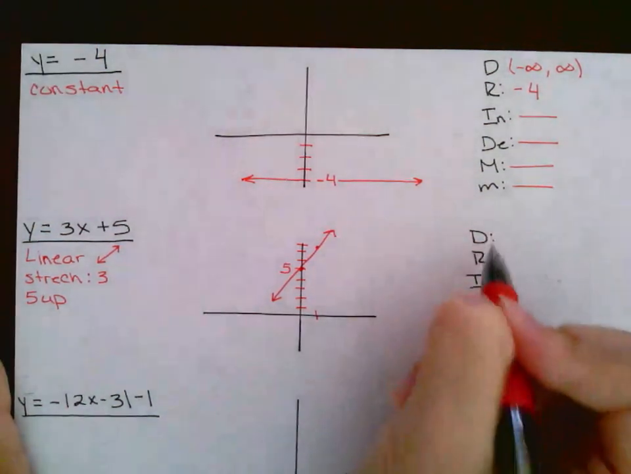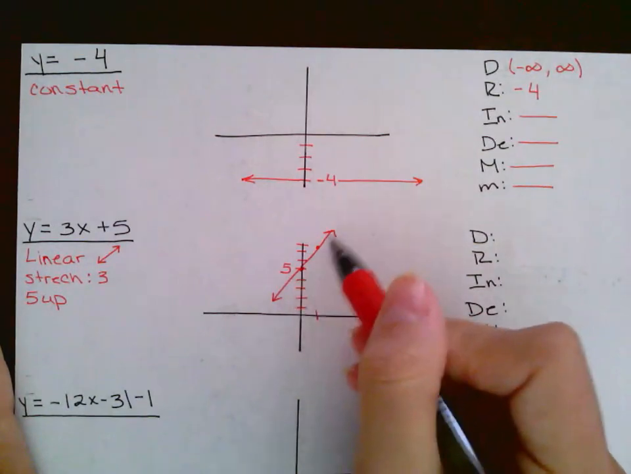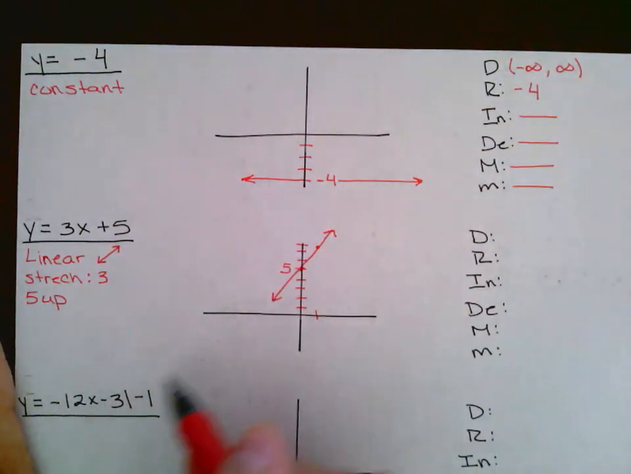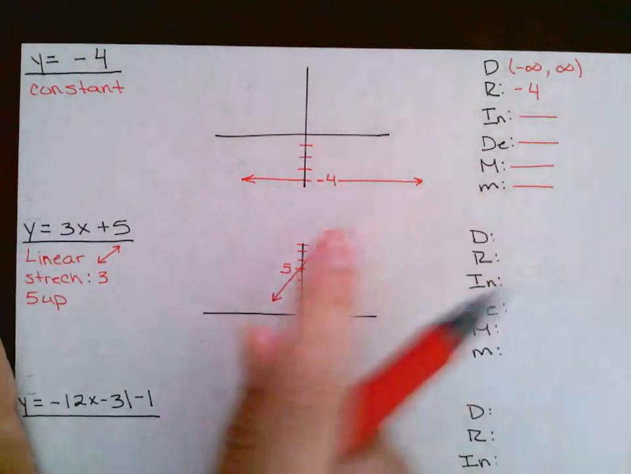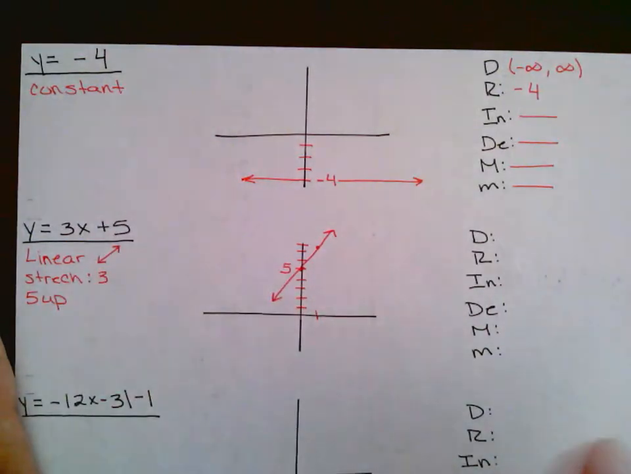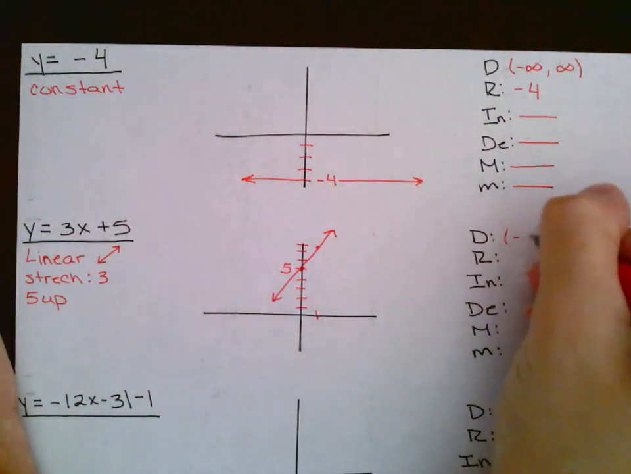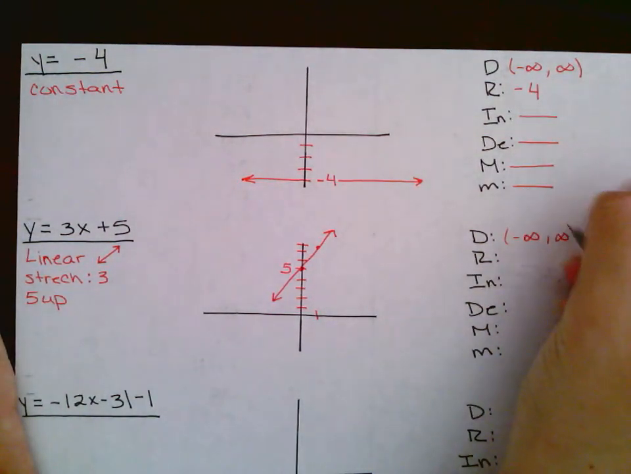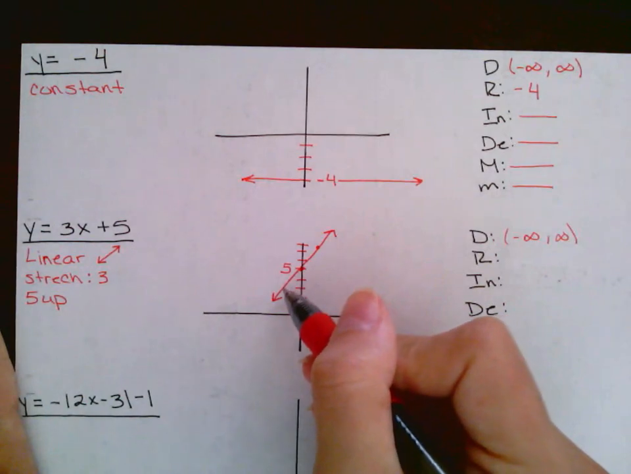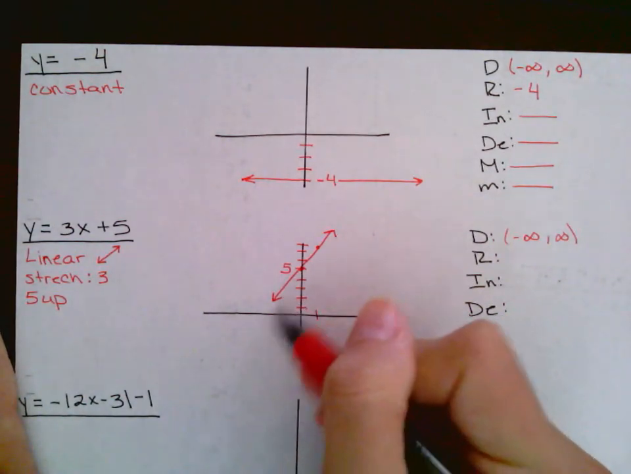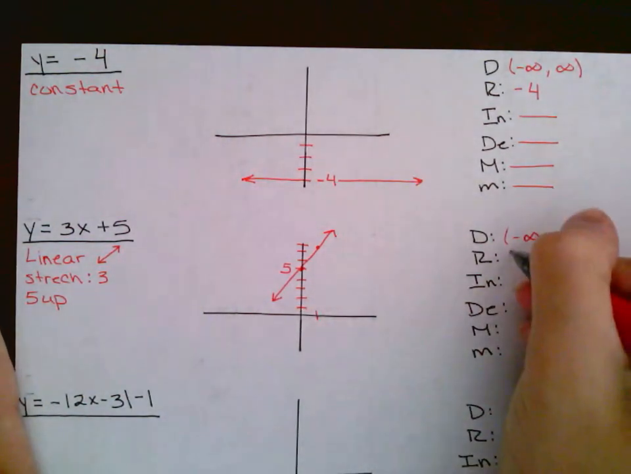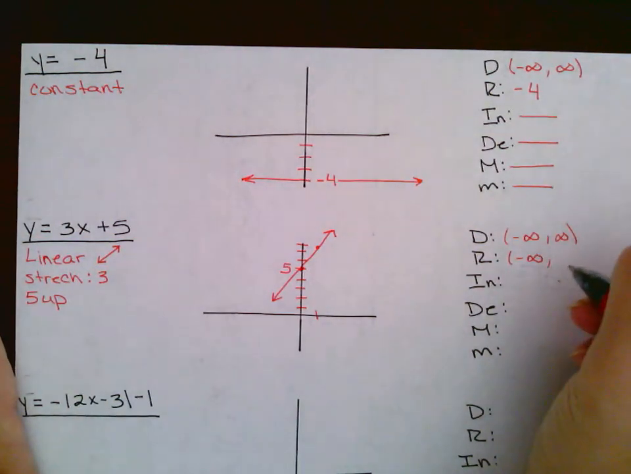All right, so domain for this left, this always will shoot out to the left, and this will always shoot out to the right, okay? There's no breaks happening. When there are no breaks, you can assume that it is always negative infinity to positive infinity. Range, according to this arrow, the lowest it'll ever go, it goes on forever, is negative infinity. And then the highest that it goes is positive infinity.